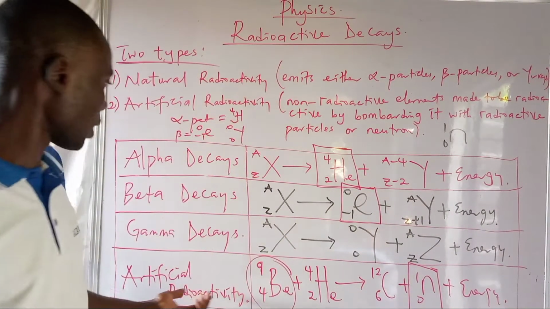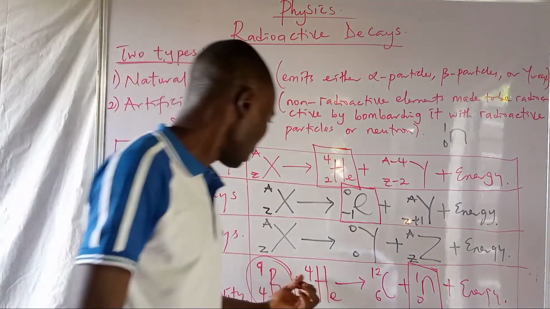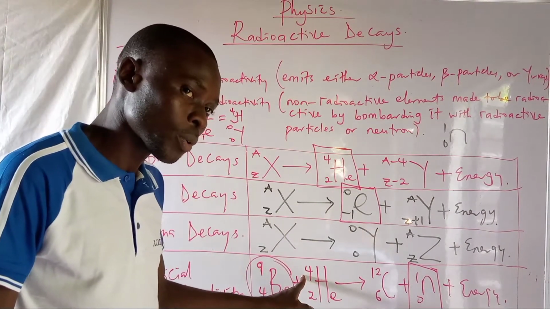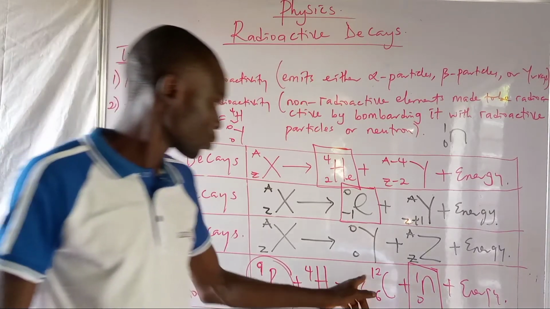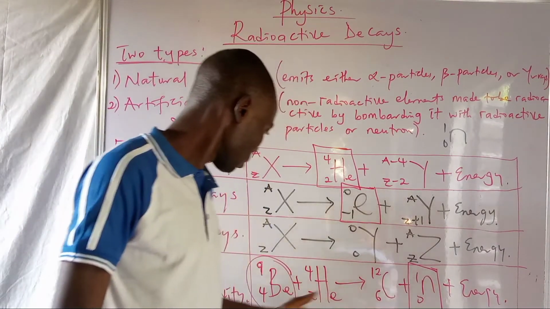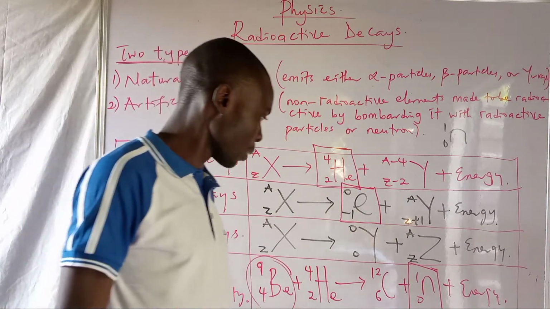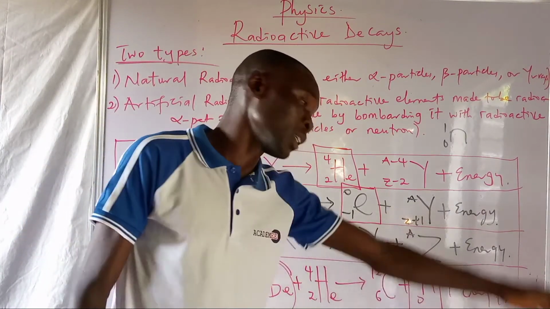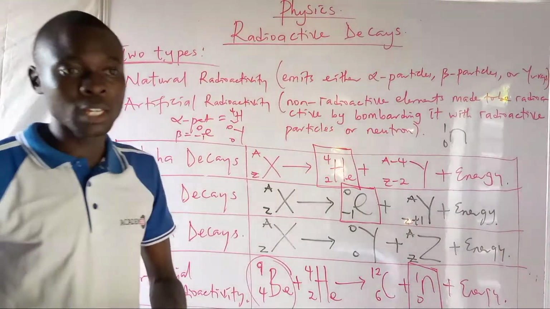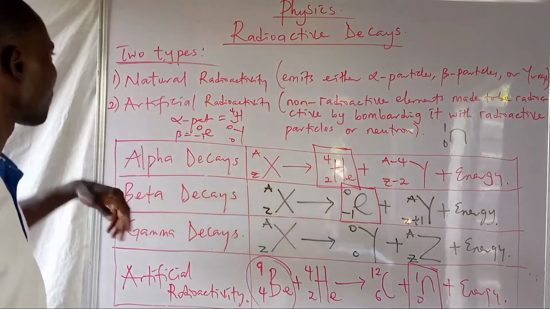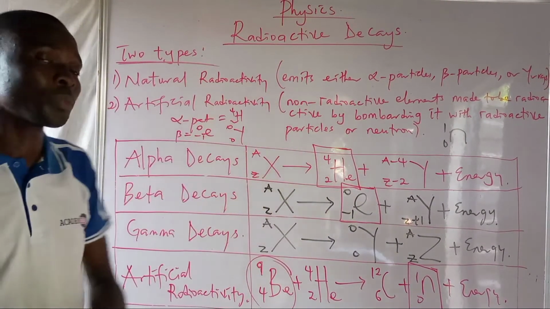So you can see that in this case, this equation is balanced in the sense that 9 plus 4 is 13, 12 plus 1 is another 13. Then you're having 4 plus 2 at the atomic number side, then 6 plus 0 is also 6. Energy is also produced. Hence, talking about radioactive decay, we have it to be two, natural and artificial.